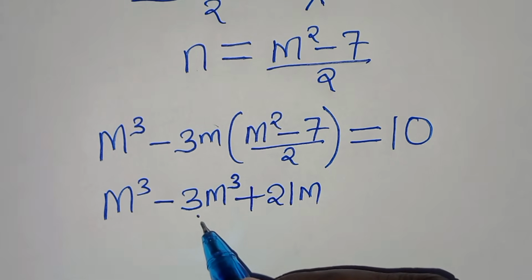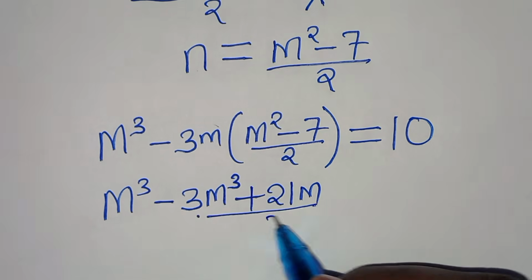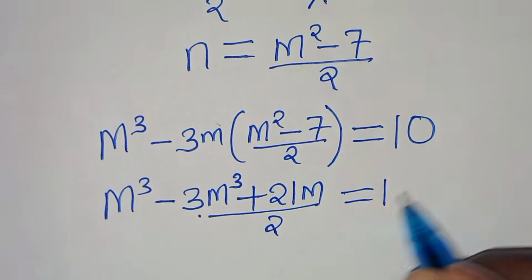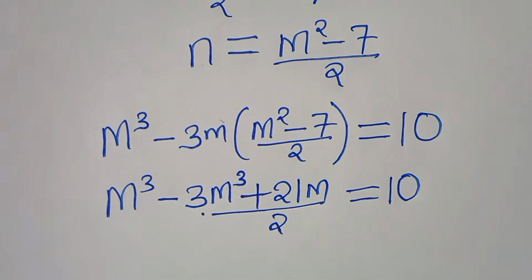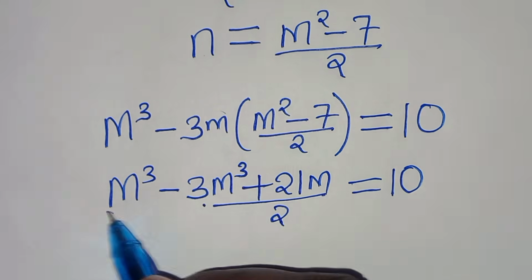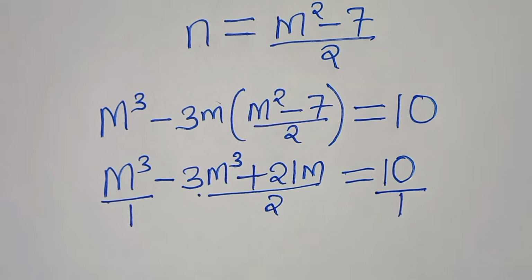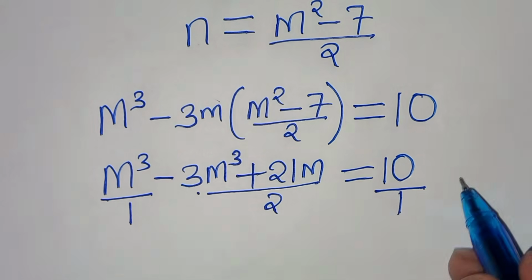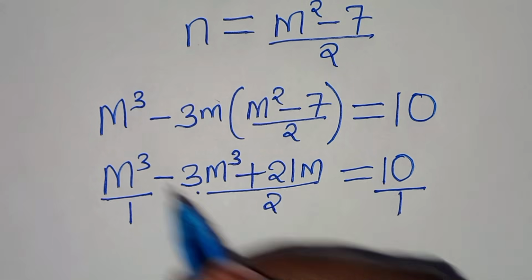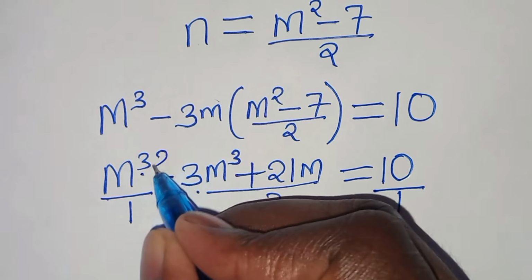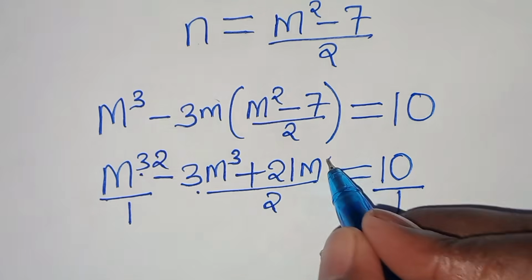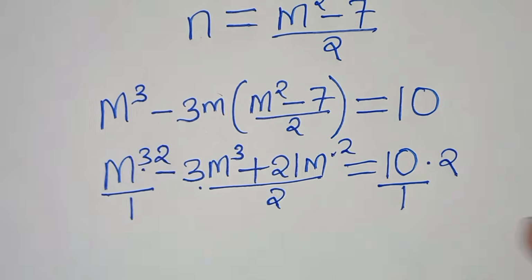Then this is divided by 2, and this is equal to 10. Now, since m to the power of 3 is a whole number, so this is over 1, and 10 is a whole number, this is over 1. Let's multiply everything here by the LCM, which is 2. So m to the power of 3 times 2, then this times 2, then 10 times 2.